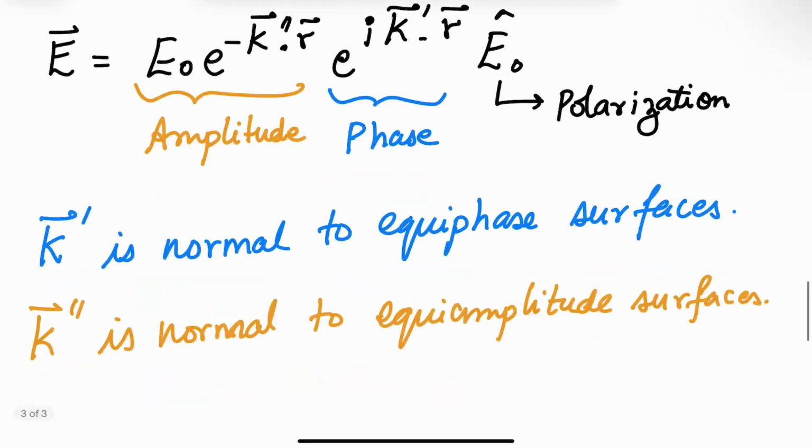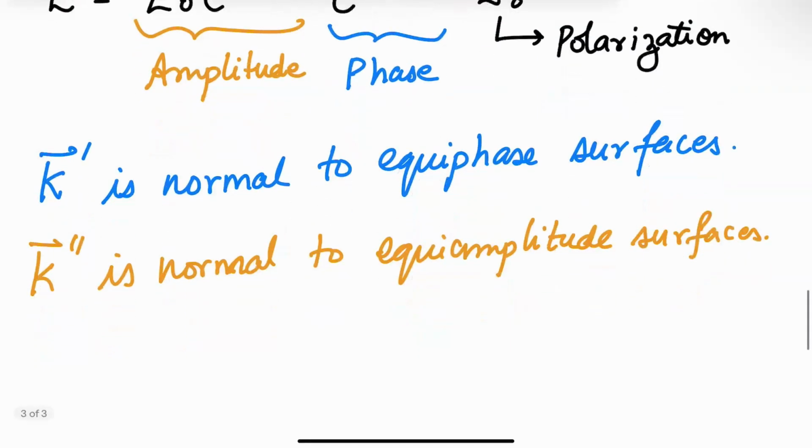Right? So you essentially have two directions in the k vector. The real part of the k vector is the k prime vector, which tells you in which direction phase is changing the fastest, or the direction of propagation of the phase. And k double prime tells you the direction of propagation of the amplitude. And these two need not be the same when you have a lossy medium. In fact, they are not the same for a lossy medium.